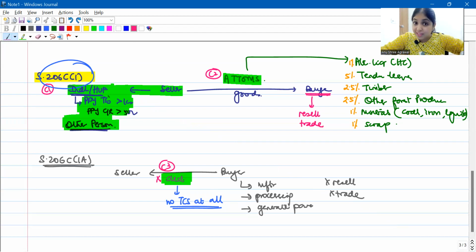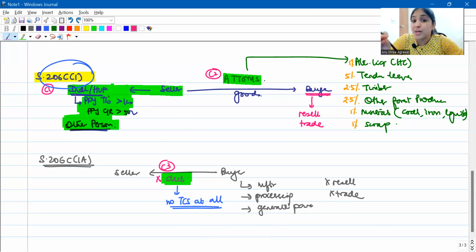You're understanding? If he gives this declaration, then no TCS. So that is why he shouldn't have given this declaration itself. Because if he gave this declaration, then 206C(1H) will not apply. When will he give this declaration? He'll give this declaration if he's not going to resell these goods, if he's not going to be a trader in these goods, he's going to use these goods for manufacturing work, processing work, or to generate power, then he will give this declaration. And if he gives this declaration, then no TCS.